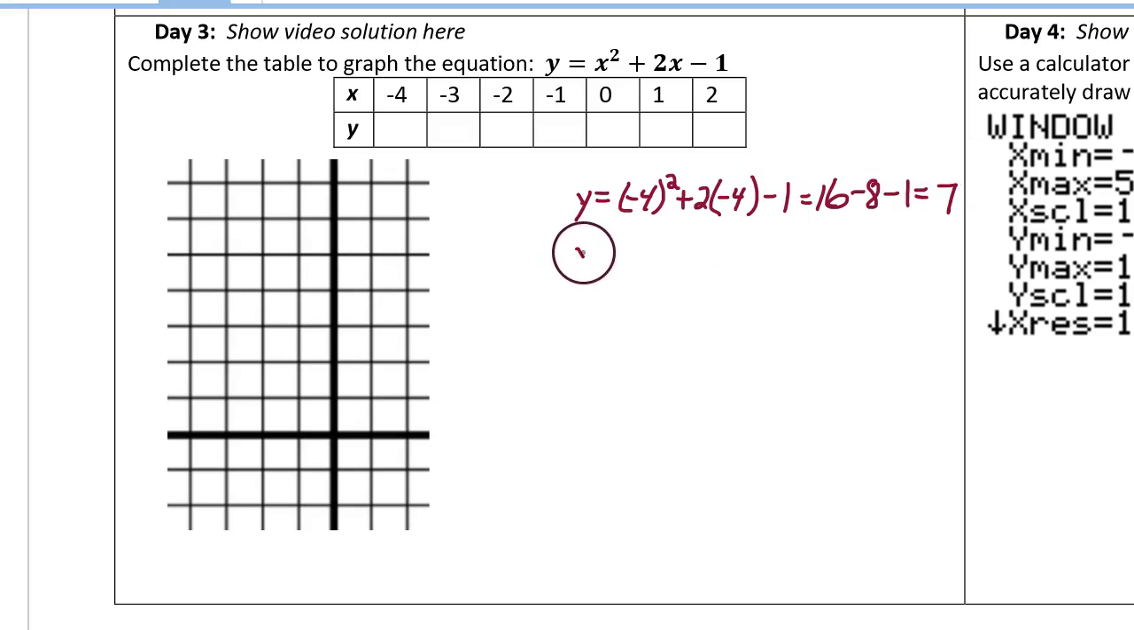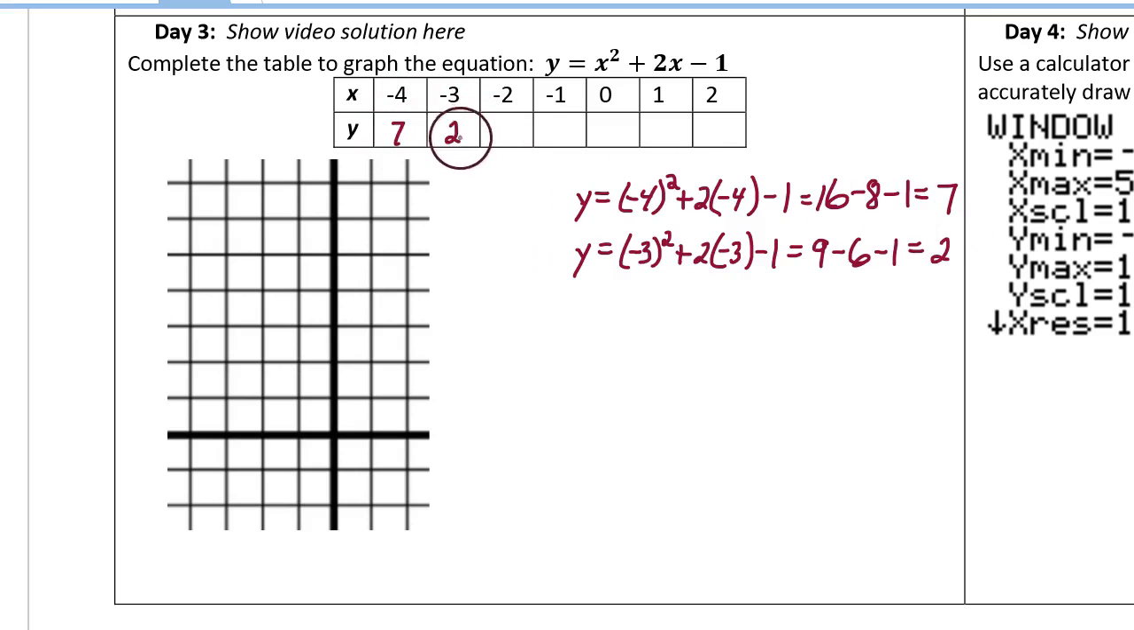The next number we're supposed to substitute in is -3. Again, every time I substitute, I'm putting parentheses around the number that I'm substituting in. -3 squared makes 9. 2 times -3 is -6, and on the end there's -1. So 9 minus 6 makes 3, minus 1 makes 2. So far we figured out that this value is 7, this value is 2. We need to keep going.